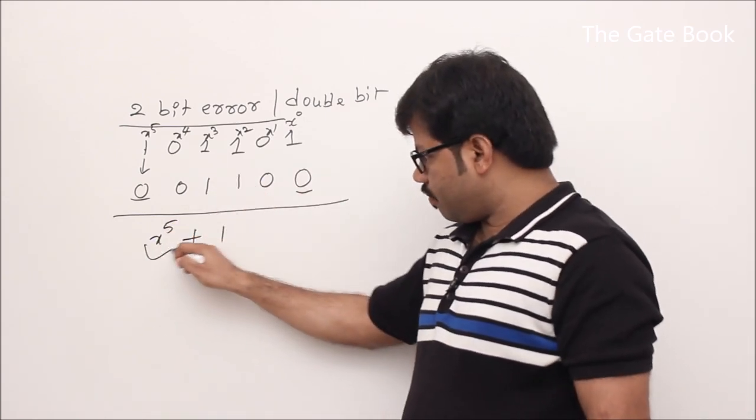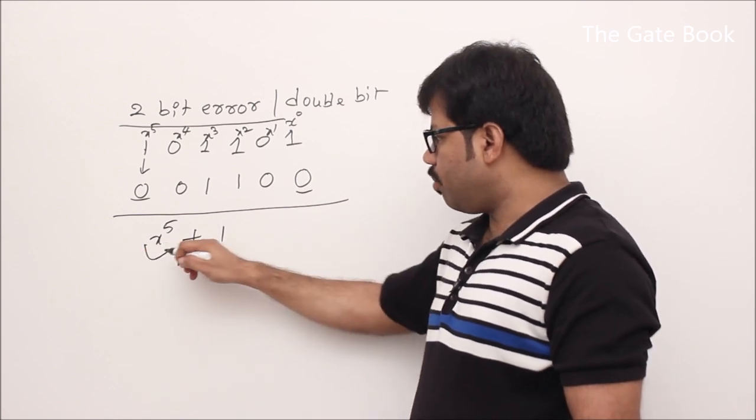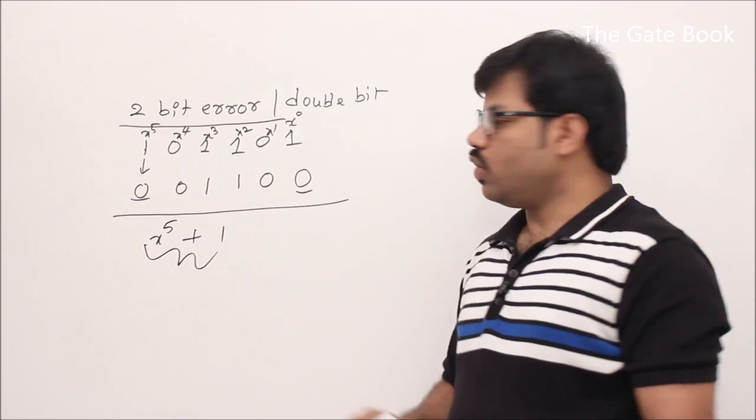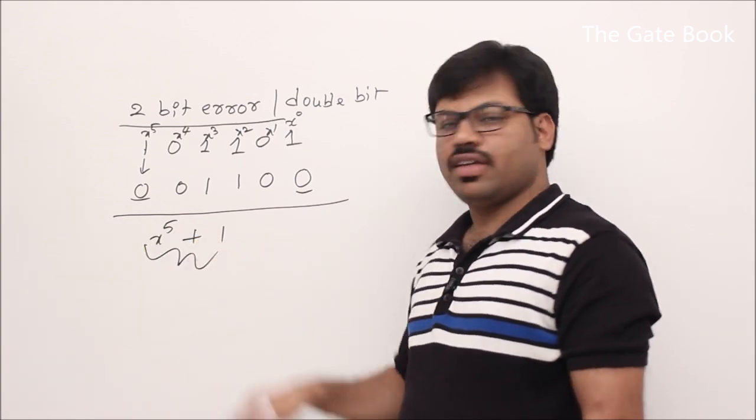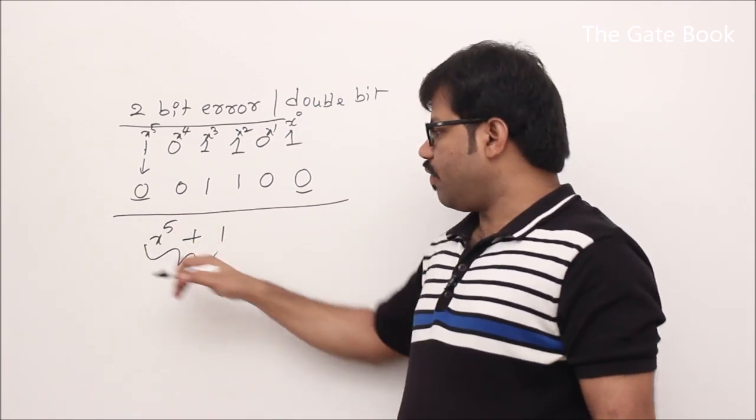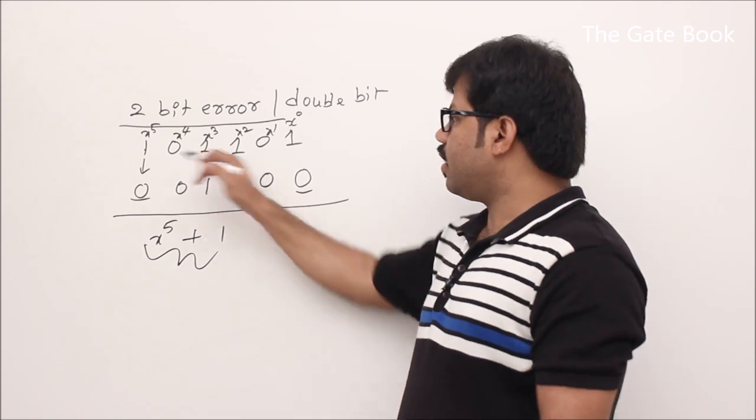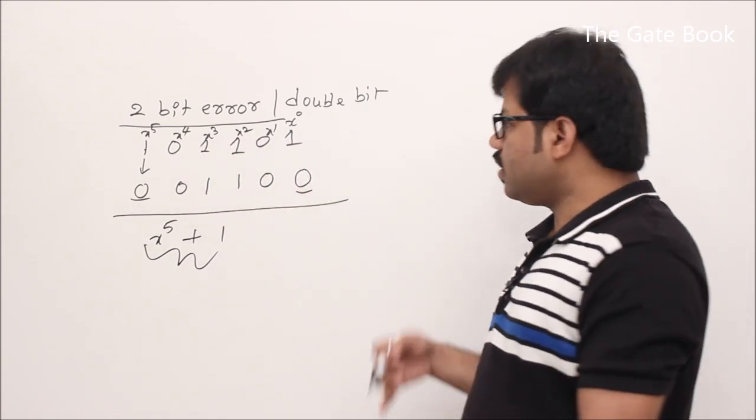So finally x power 5 plus 1 is the error. Then your polynomial should not divide it. If any polynomial does not divide x power 5 plus 1, then it can detect this error, right? Now let's generalize it.